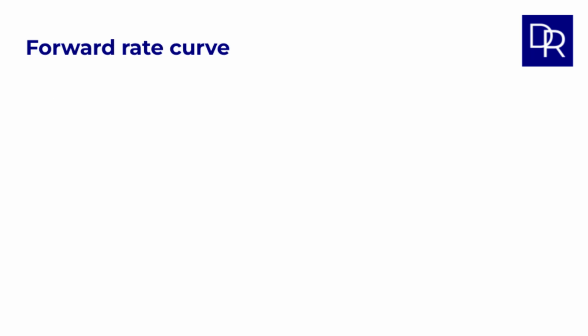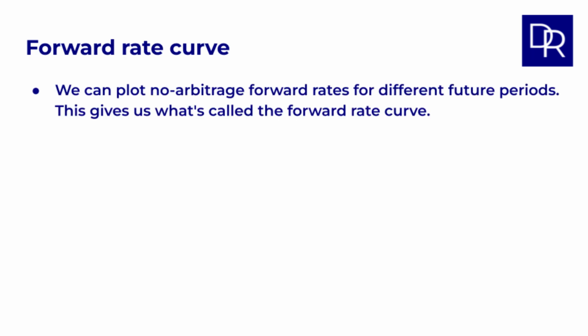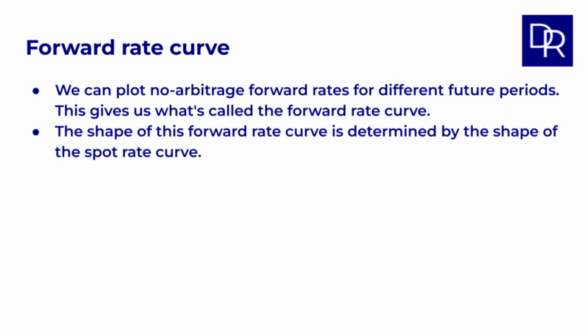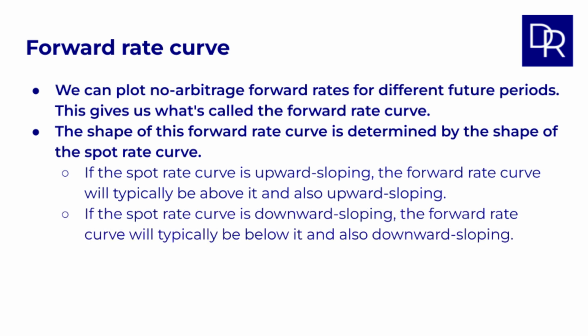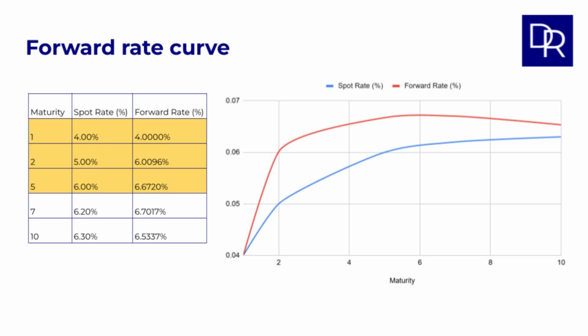Just like we can plot spot rates to get the spot yield curve, we can calculate and plot these no arbitrage forward rates for different future periods. This gives us what's called the forward rate curve. The shape of this forward rate curve is mathematically determined by the shape of the spot rate curve, based again on the strict no arbitrage relationship. If the spot rate curve is upward sloping, the forward rate curve will typically be above it and also upward sloping. If the spot rate curve is downward sloping, the forward rate curve will typically be below it and also downward sloping. In this graph we can see both the spot and forward rates from our two examples, with numbers we have seen before highlighted.